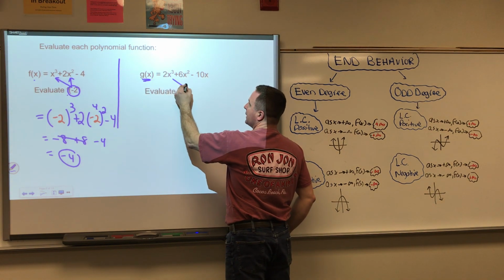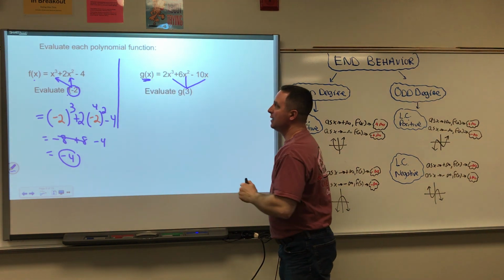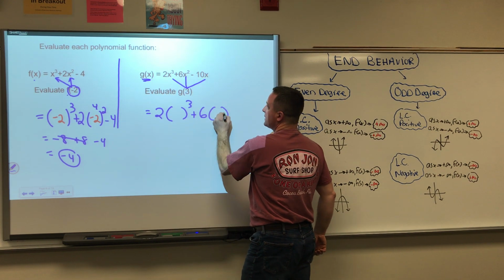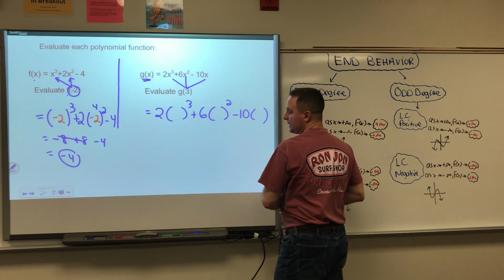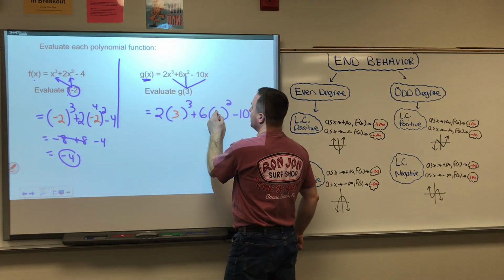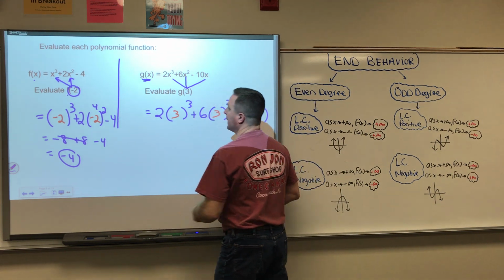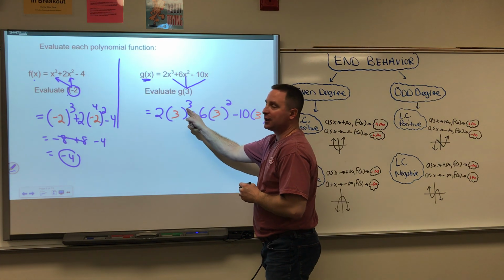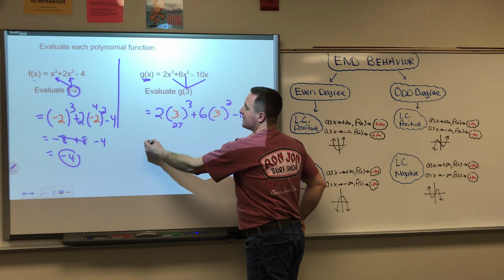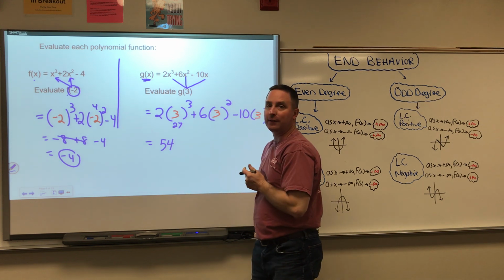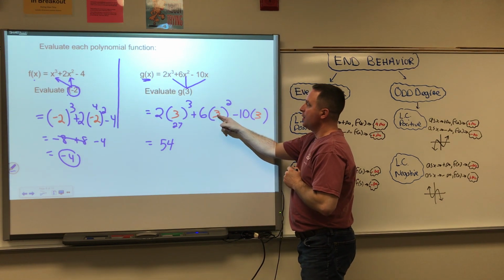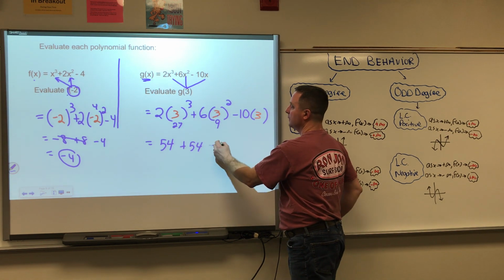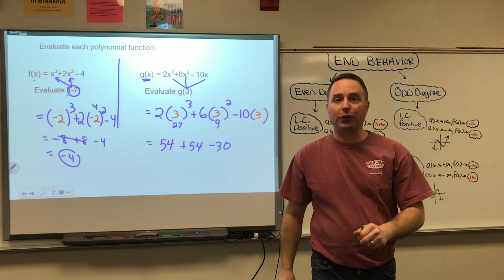G of 3, so I'm going to plug in a 3 everywhere I see an x. Okay, and if I rewrite that top one, it's going to be 2 times something cubed plus 6 times something squared minus 10 times something. And the number that's going in those parentheses is a 3. Okay, now if I evaluate this carefully, 3 to the third is 27. 27 times 2, that turns into 54 if I did it at my calculator. 3 squared is 9. 9 times 6 is another 54. And then I have minus 30.